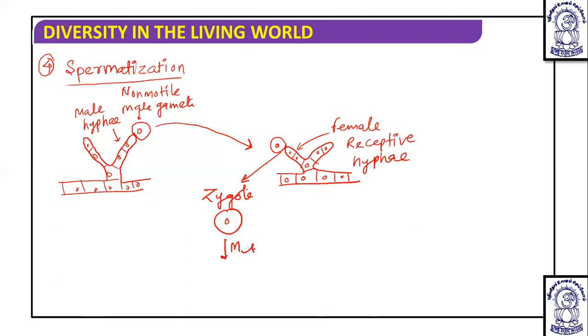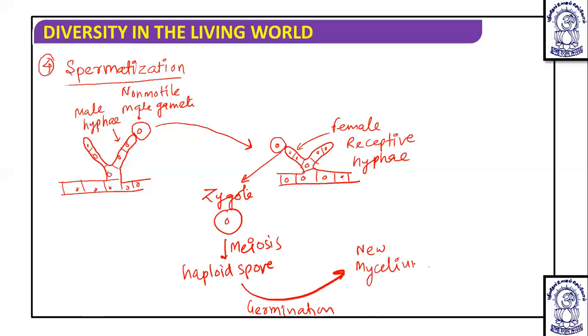This zygote undergoes meiosis again here and forms haploid spore. And this haploid spore on germination gives rise to the new mycelium. Okay, so that is the thing about spermatization. And after spermatization, the next type of plasmogamy that we are going to study is somatogamy.